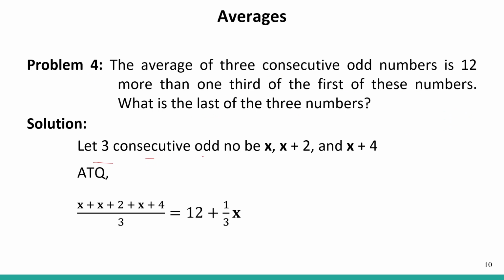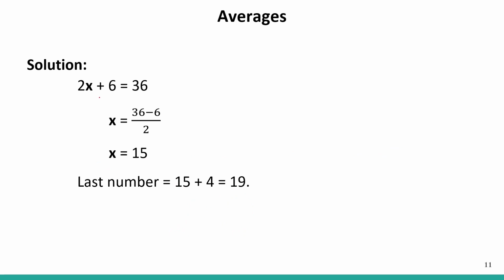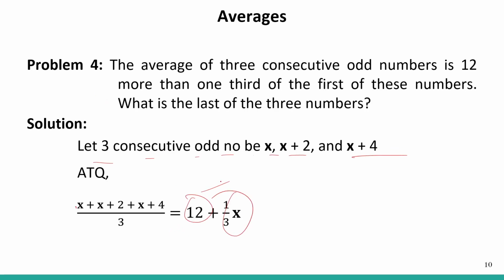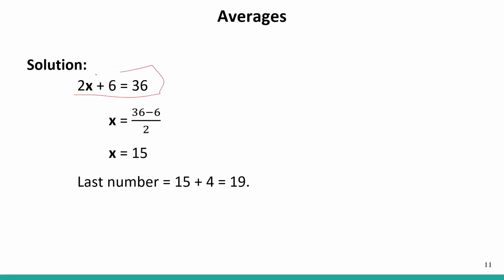The 3 consecutive odd numbers are x, x plus 2, x plus 4, because the difference between 2 odd numbers is 2. According to the question, these odd numbers sum up and give an average of 12 plus 1/3 of x, that is, 12 more than 1/3 of the first odd number. So what we can evaluate algebraically from here is 2x plus 6 is equal to 36. This implies that x is equal to 30 by 2, which is 15. So 15 will be the x value.